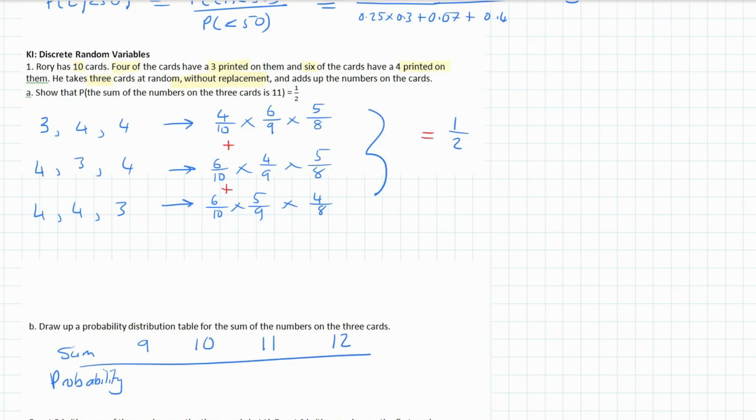So here's our table. We already know the probability of 11 is 1/2. Now, let's think about the probability of getting a 12. We can get 12 by getting 4, 4, and 4, and the probability of that is 6/10 times 5/9 times 4/8. And so that's 1/6.